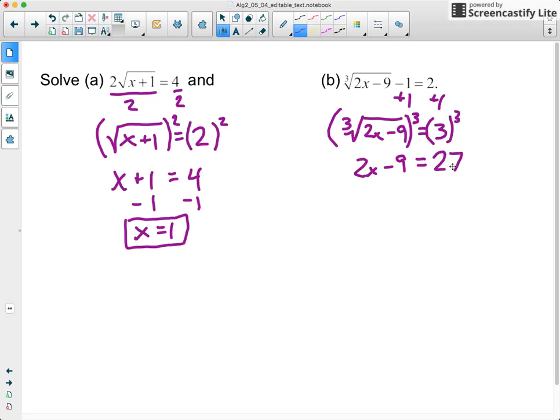And you just solve it like you would any two-step algebra problem. Add 9 to both sides. And the 9's would cancel. 2x equals 36. And divide both sides by 2. And your solution here would be x equals 18.